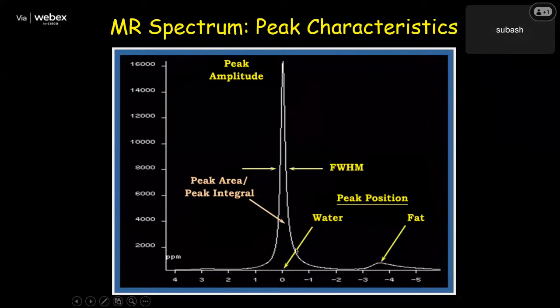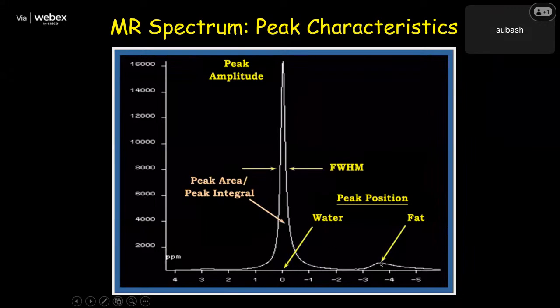And then you have full width half maximum. You can calculate the width at half maximum. This is the maximum amplitude. At half amplitude, if you calculate the width of this spectrum, it gives you the full width half maximum. So this tells you about the homogeneity of the magnetic field. And also, when you shim the magnet, this gives you an idea of how good your shimming is. This also gives you the T2 star of the tissue or that particular metabolite.